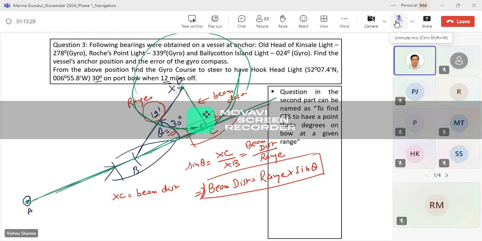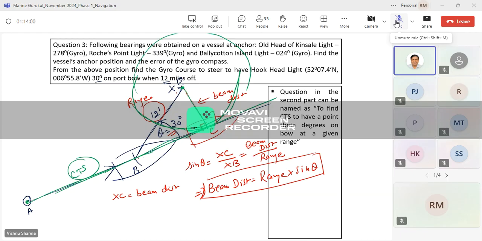So what will we do? First, we'll draw the circle at the light, and then from the known position, we'll draw the tangent, and this will be the CTS. And this is how we'll obtain the CTS. Okay, so if every method has to be given a name, for this, you can give a name saying: light theta degrees on the bow at a given distance, theta degrees on the bow at a given range.